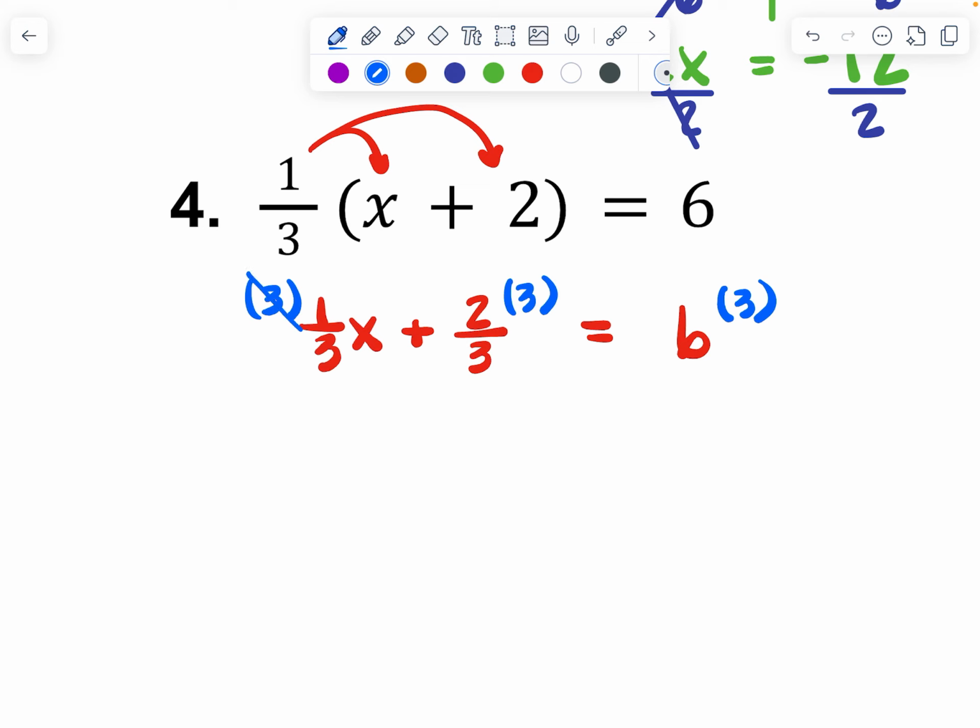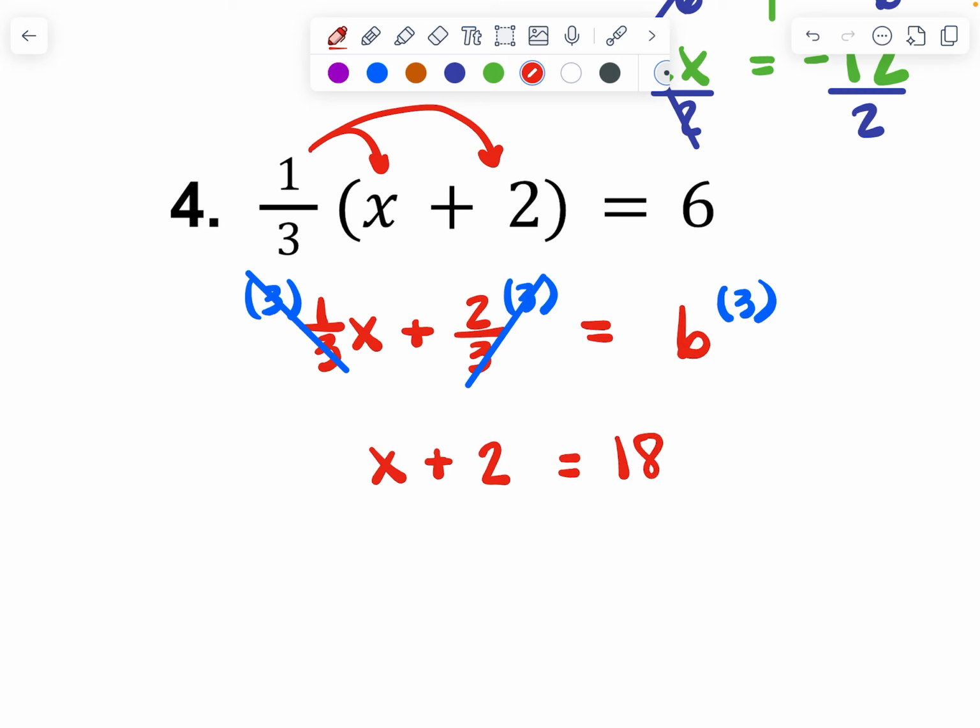And the cool thing is the 3 multiplier and the 3 divider in my fractions, they will cancel because they are inverse operations. So now what I have left is 1x, this 1x right here. I'm just going to write x. There's an understood 1 in front of it, plus, and when all my 3's canceled, I still have a positive 2 sitting on the top. And then, of course, 6 times 3 gives me 18.